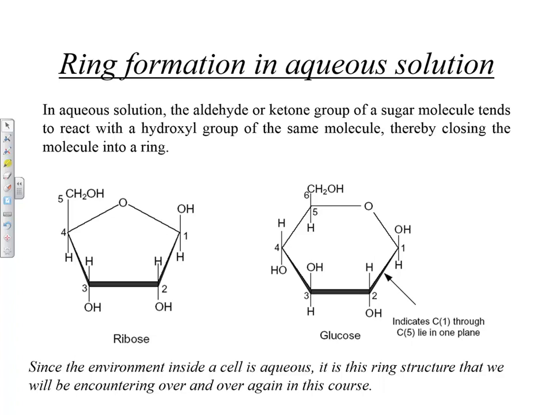Since the environment inside a cell is aqueous, it is this ring structure that you're going to encounter over and over again, not only in this course. If you open any book on biochemistry, it's going to have this structure. It's not going to have the other aldehyde structure. Even books pertaining to medicine will also have this. And glucose is extremely important from the medical point of view.